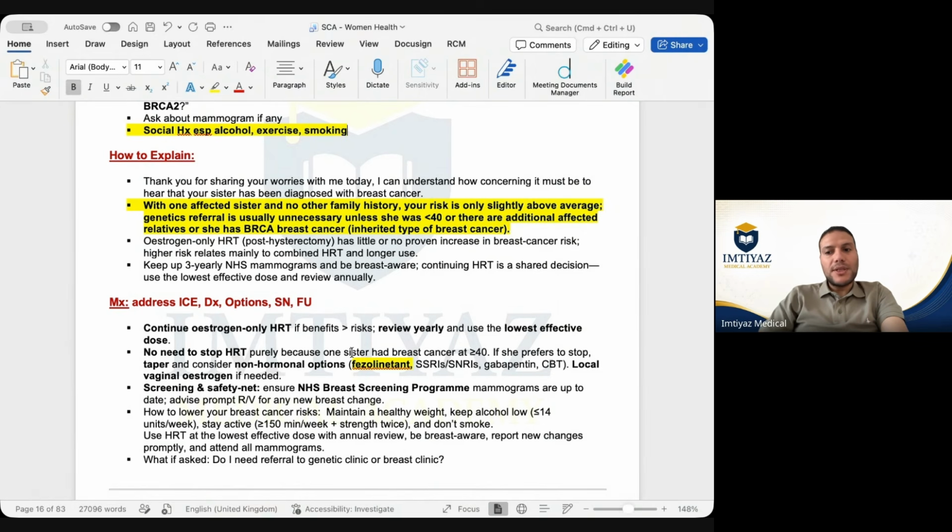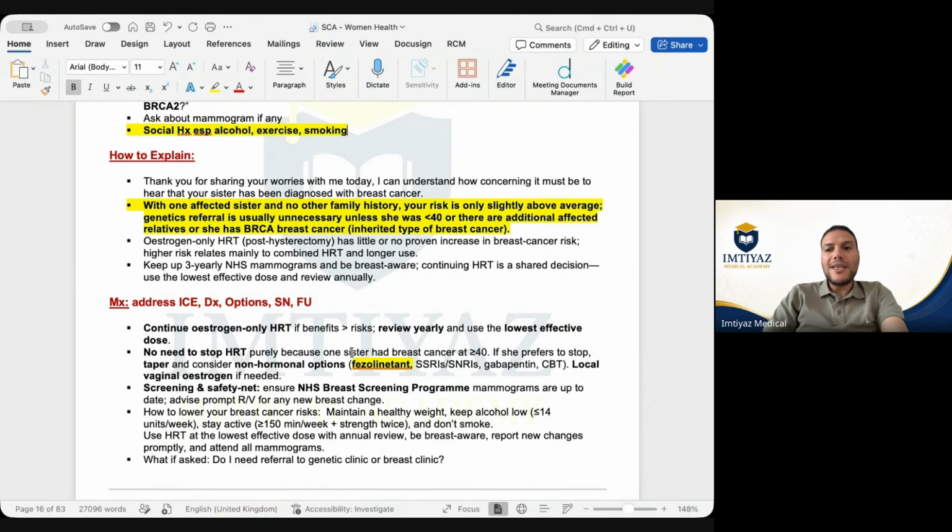Okay, so options here depend on the answers that she will give you in terms of her sister's background, and if any other family member, if any males, are affected with breast cancer in her family or not. And if she's happy to continue estrogen-only HRT, if the benefits outweigh the risks, she can. If she doesn't want HRT, offer non-HRT options, like we just mentioned about fezolinetant or other options. Attend your usual mammogram.